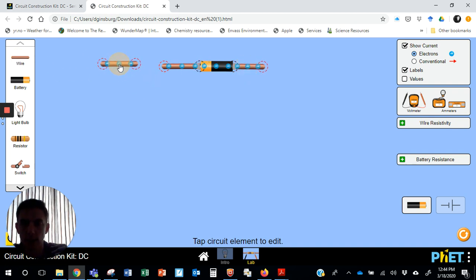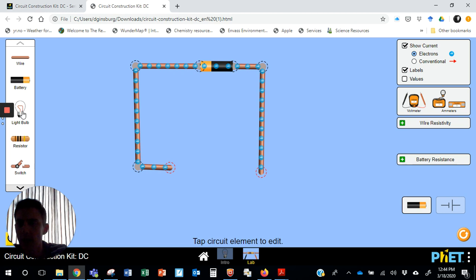Then the circuit goes down. Let's make that a bit bigger. That goes down, and another piece of conducting wire. So you click, hold, and drag it down until where you want it to be. Then we've got some conducting wire going to the right. And then we've got a light bulb. So you're going to click and hold, drag a light bulb into your circuit. And another piece of conducting wire.